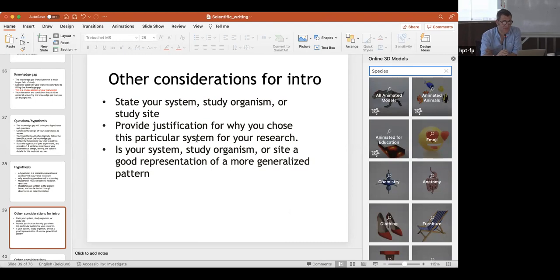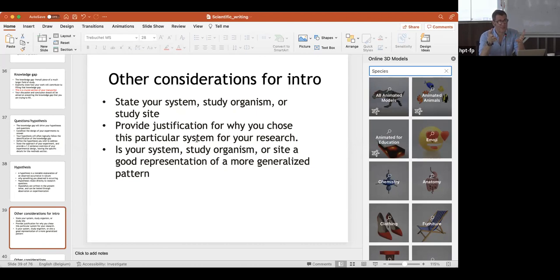So in the introduction, of course, having in mind this general structure and these general points, there are some other things that you may include. You may explain what your study system is, the state of the study system, the study organisms, the study site. So you can include this information also in the introduction.